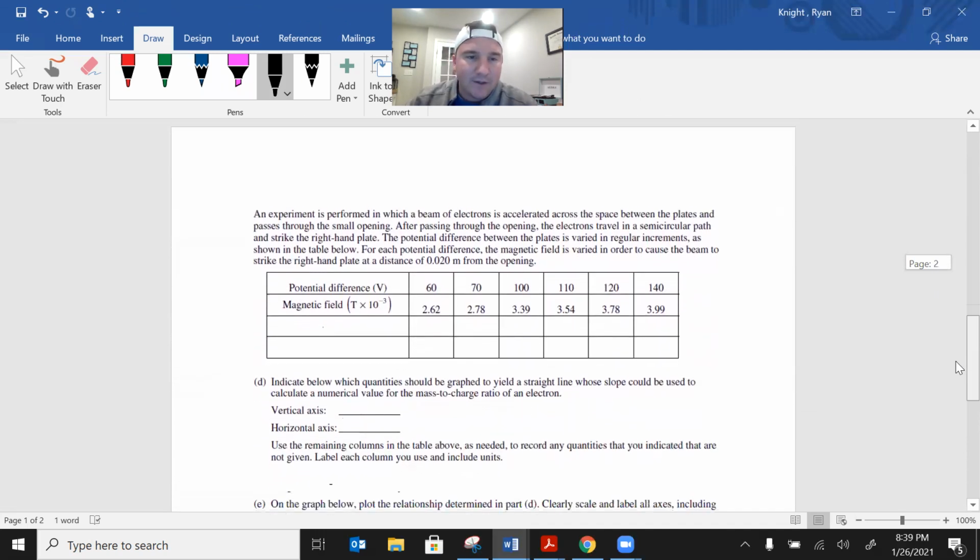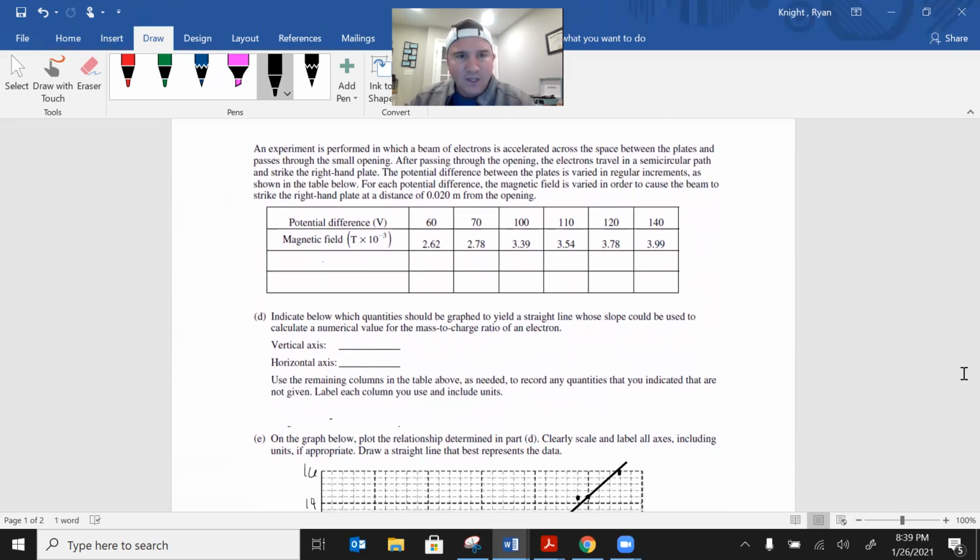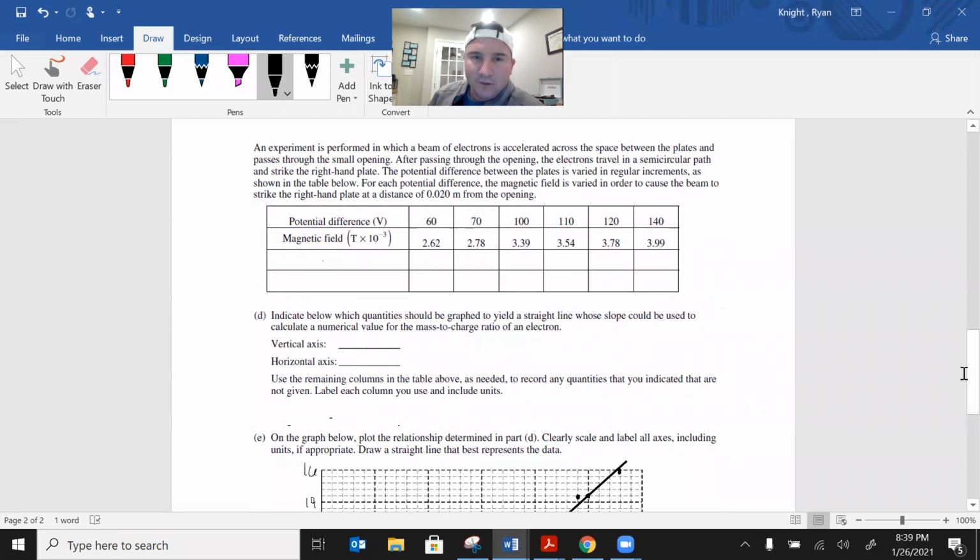All right, so now we come to the second part. Experiment performed with which, hey, sorry, my dog just brought a toy into the room and he's squeaking it. Knock it off. Beam of electrons accelerated across space between plates, passes through small opening.